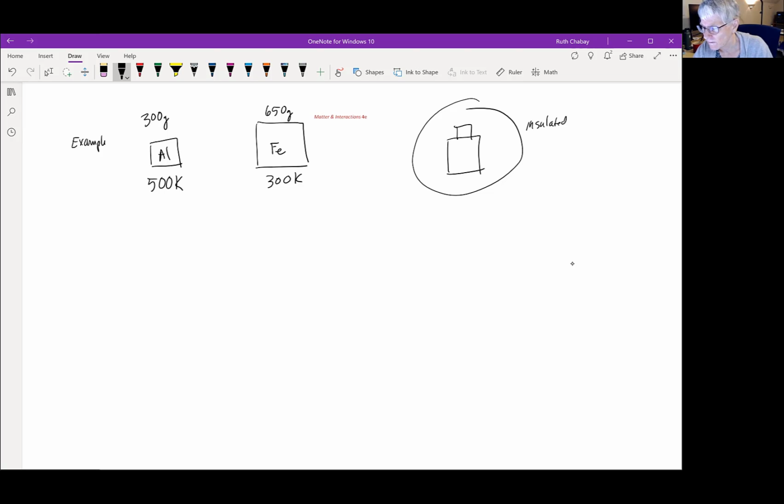So that no energy can flow into this system. We've isolated it from its surroundings. So this is isolated. And what's the question going to be? What is the final temperature? Now we need some data.